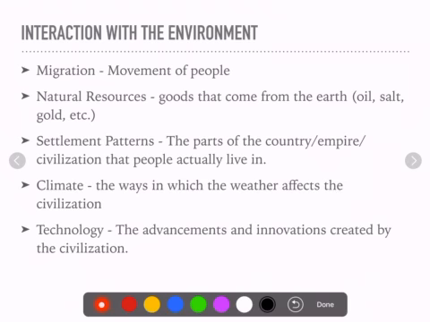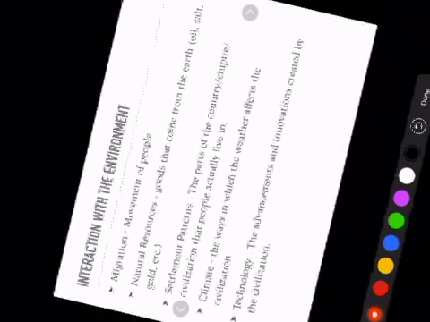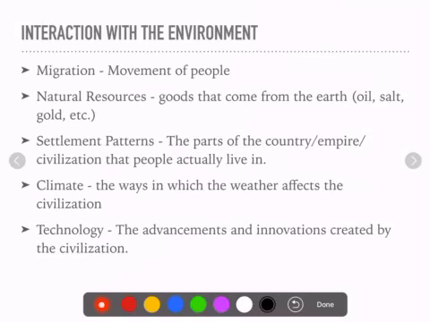How does climate affect the people? And then lastly is technology. One thing I really want to stress with technology is that it's not just an iPad or a computer. It doesn't even need to be electronic. Technology could be an engineering thing. It could be any innovation that the country has created.